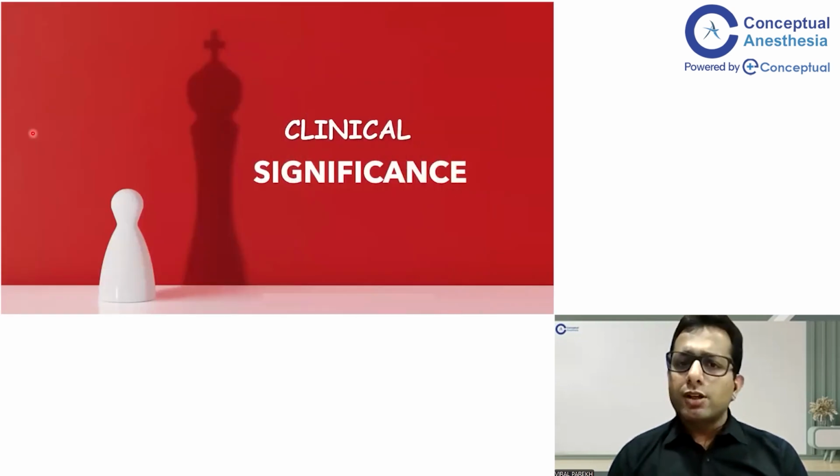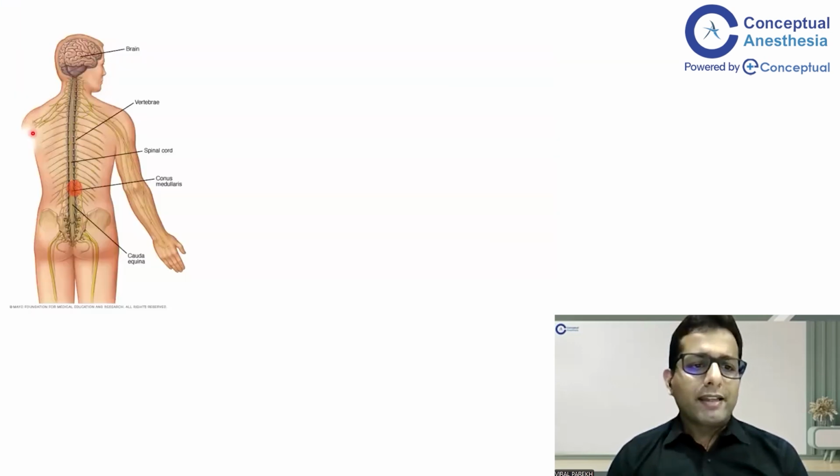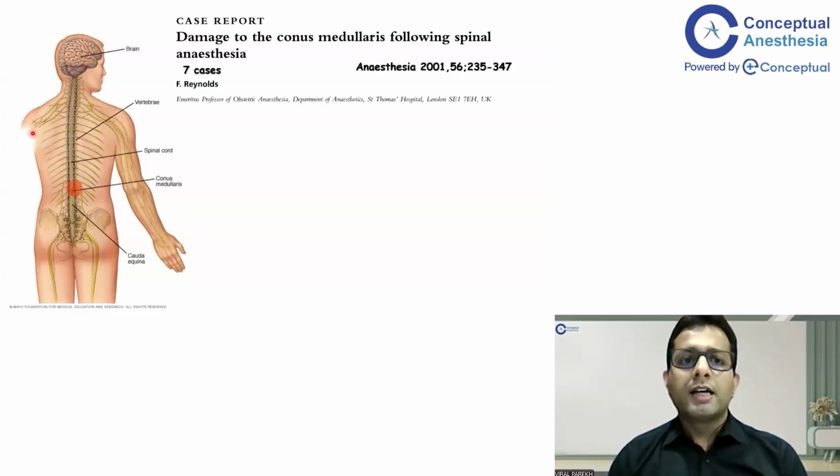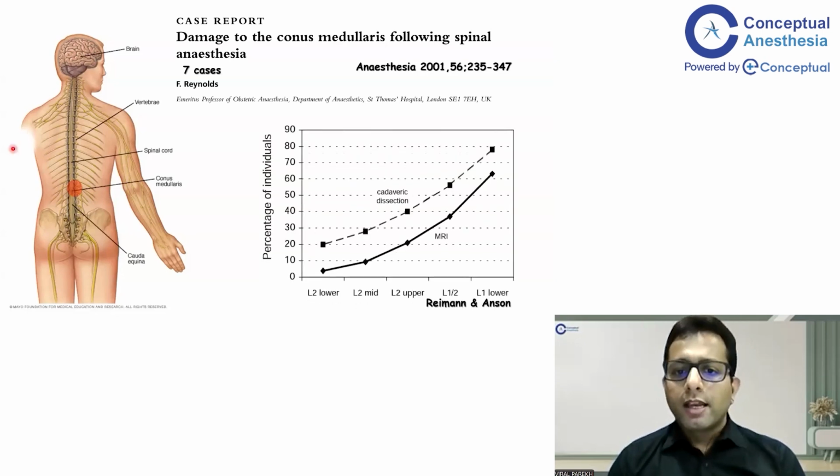So what is the significance or the clinical application of all these studies? All of us know that the spinal cord usually ends as the conus medullaris at the level of the L1 vertebral body. This was a cadaveric study performed in 7 cases, and they identified damage to the conus medullaris following spinal anesthesia. And in the cadaveric dissection, as we can see, they mentioned that the conus medullaris is normally supposed to end at the level of the L1 vertebral body.